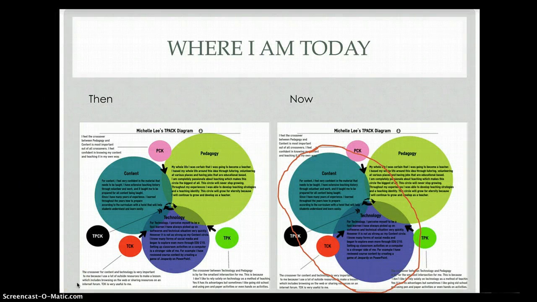So this is where I am today. My pedagogy portion stayed roughly the same. It hasn't grown because the main focus I pursued was in the TCK portion, which is the blending of content and technology. The biggest thing I took away from this course is my knowledge on technology.